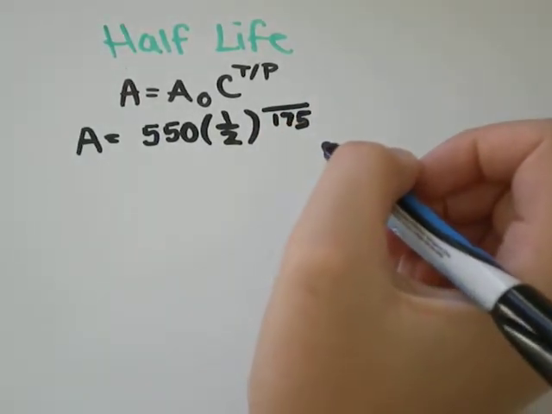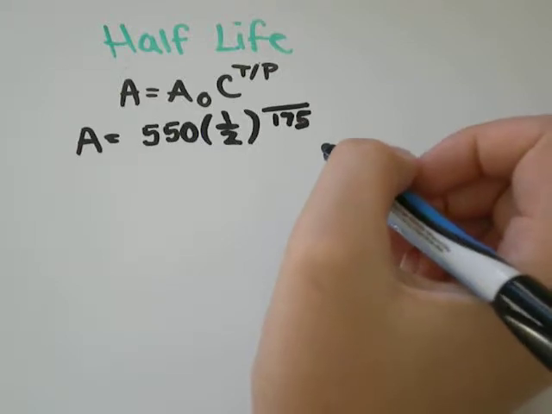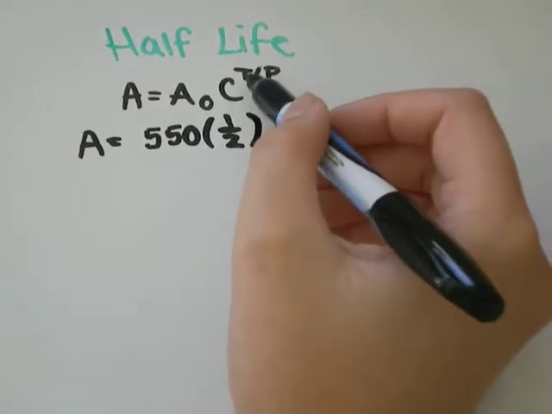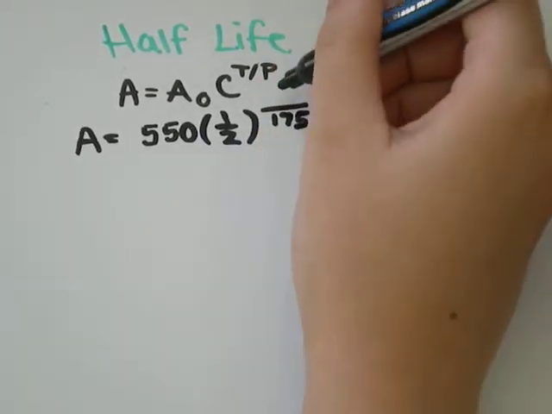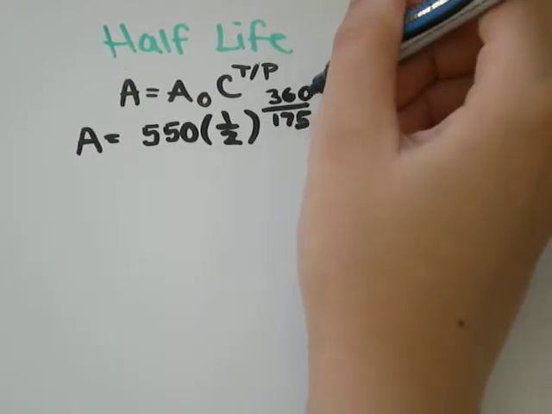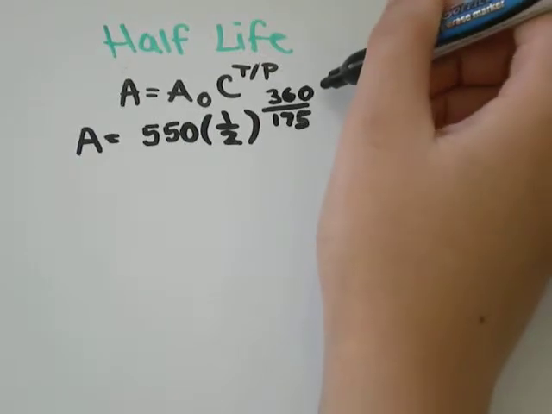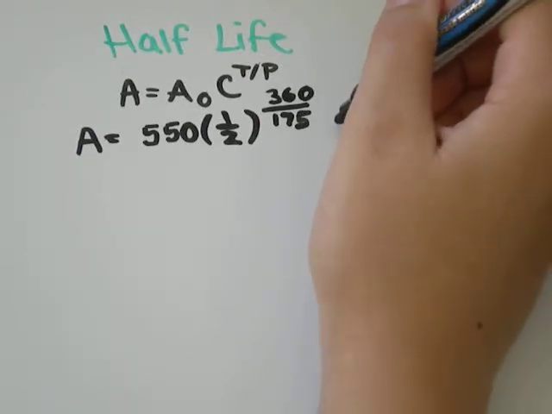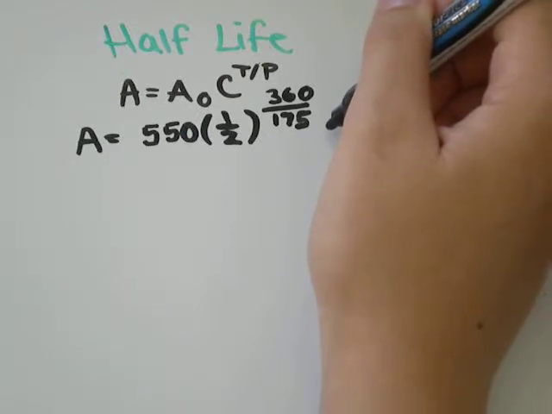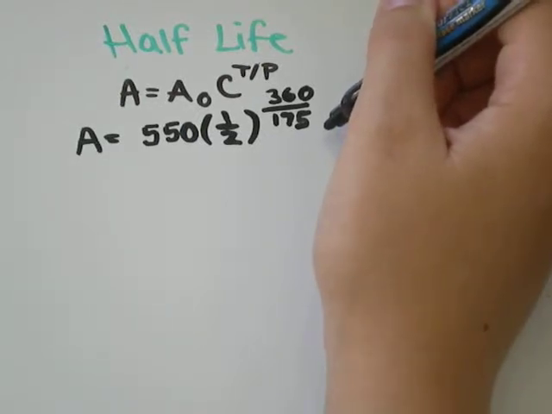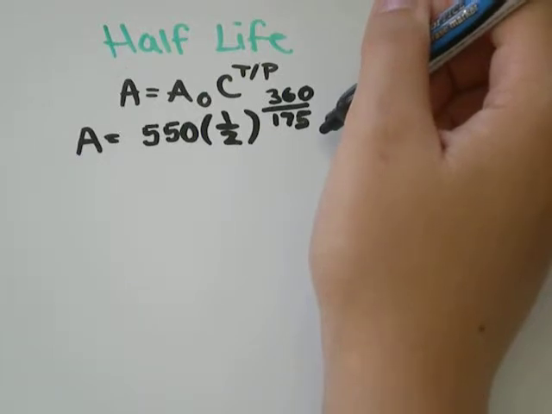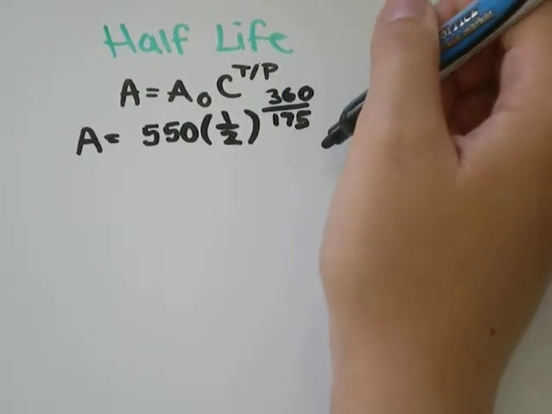175. We want to know how much is left after 360 days. So T is 360 days. If you're saying T is in days, then P has to be in days. If T was in years, then P would have to be in years. They have to be over the same unit of time, not the same length of time, but the same unit. Days and days, weeks and weeks, minutes and minutes, stuff like that.